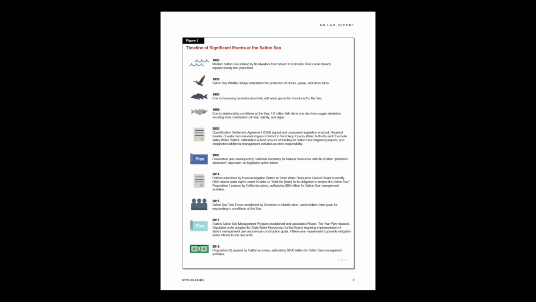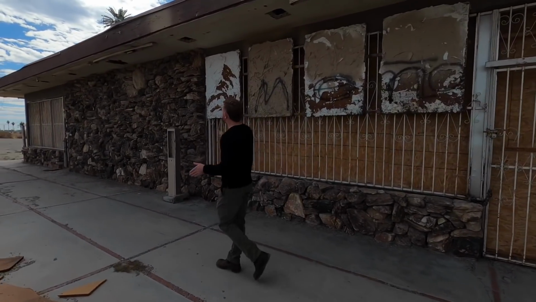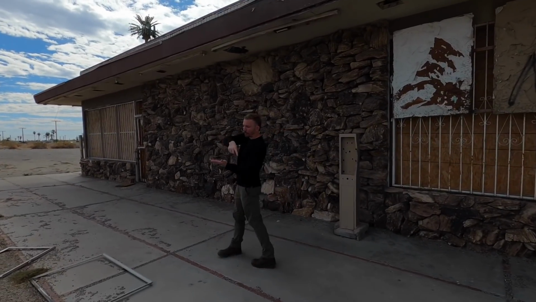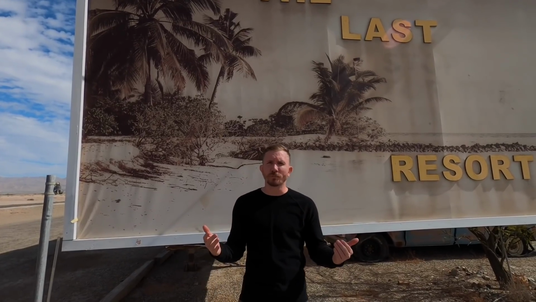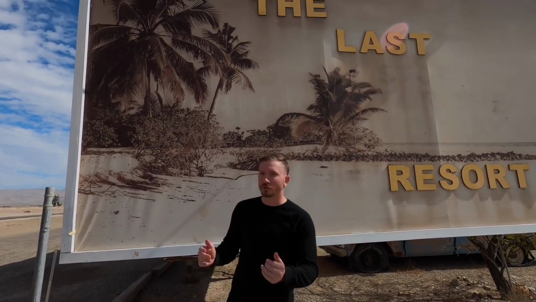Once the Salton Sea got its bad reputation, the local community lost tourism. With the hit to the economy in the local area, businesses like the one on my right here had to close. If you hopped in a car and you drove around the Salton Sea, you would see it's littered with abandoned businesses and homes. Even with all the issues I just told you about, there are still individuals living in small communities, like here at Bombay Beach.